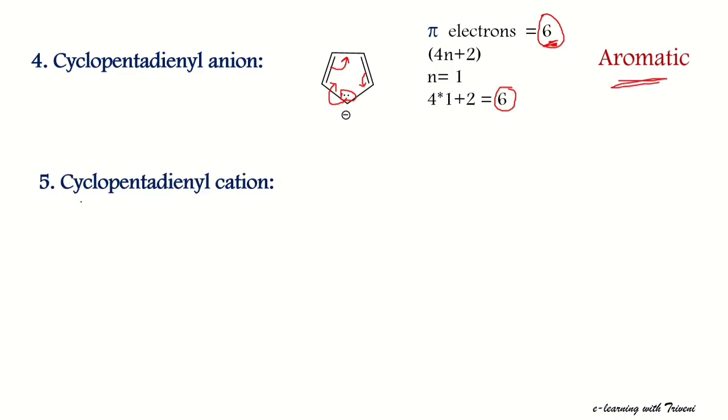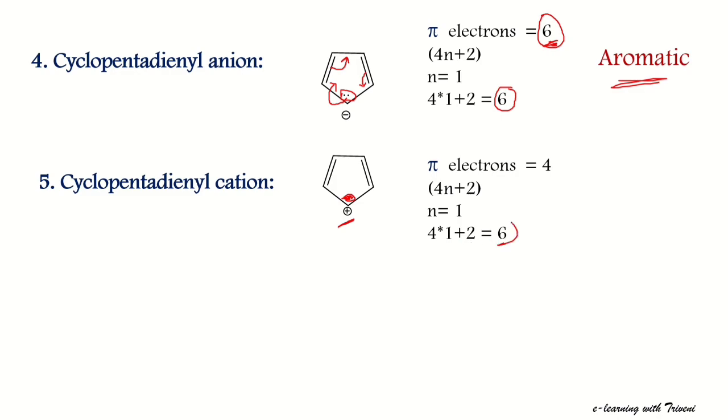The next one is the cyclopentadienyl cation. When you see the structure, a cation indicates a plus charge, that means a lack of electrons. So, here electrons are not present, there is no resonance. So, how many pi electrons are there? 4 pi electrons are there. When you apply the 4n plus 2 rule, here 4 multiplied by 1 plus 2, totally 6 electrons, and the pi electrons are only 4. And that is the reason it is anti-aromatic.